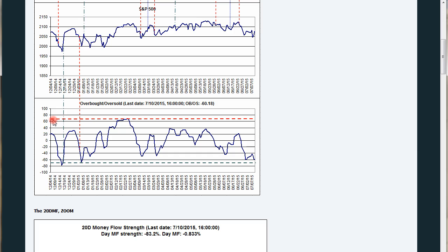The overbought level is set at plus 70. The oversold level is set at minus 70. These are arbitrary levels. Okay, how is this indicator calculated? This, as the 20 DMF, is a sector-based indicator.